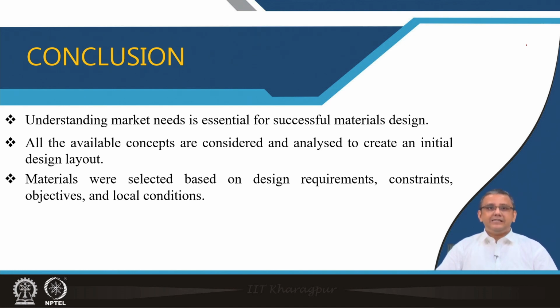In the second lecture we discussed several things. We discussed the need for understanding the market, and this is important for successful materials design. We also learned that materials design is not a single parameter game. We have to keep our mind open, and we have to be very choosy, start from all the materials in the palette, and then narrow our choice to one or two materials. And then we can also see that material selection typically requires various steps like design requirements, constraint definition, objective definition, and local conditions.